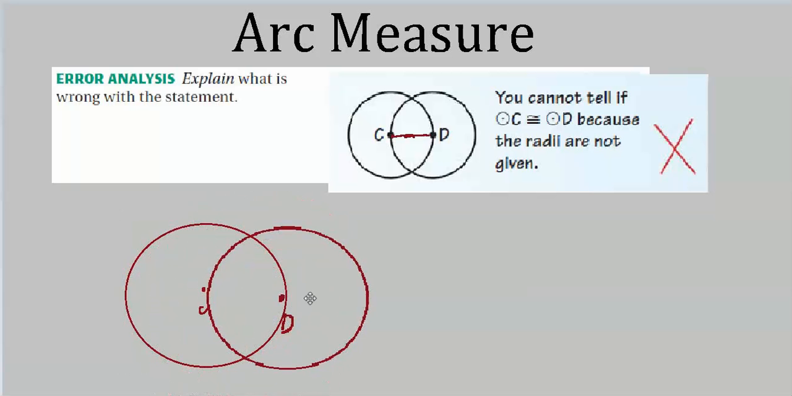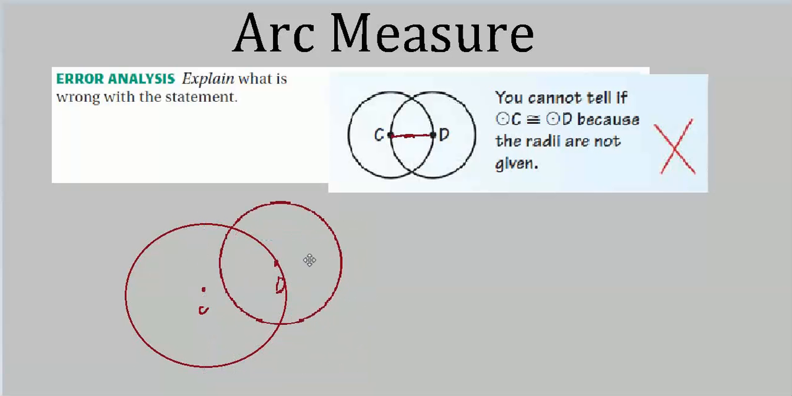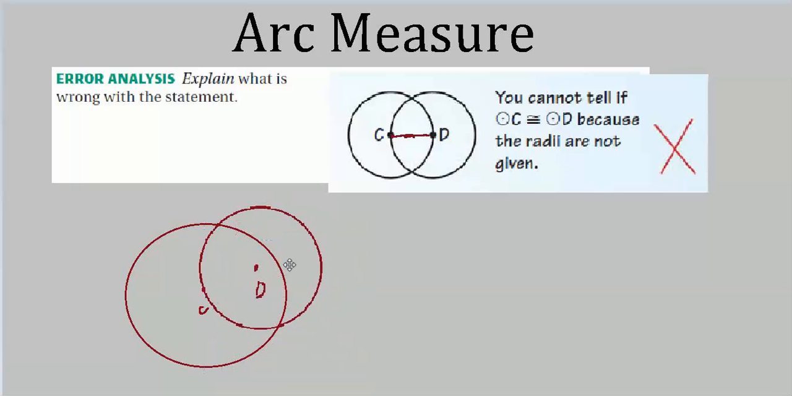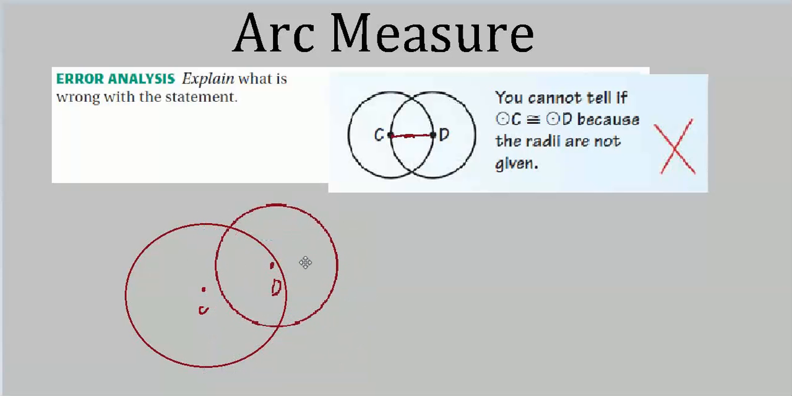And if these circles don't match up, there's no way you can get the center of one onto the circumference of the other, and then vice versa. You can get one to work, but you can't get both of them. For instance, if I shrink this down, now I can get the center of D onto the circumference of C. I can get the center of C onto the circumference of D, but I can't make both happen.